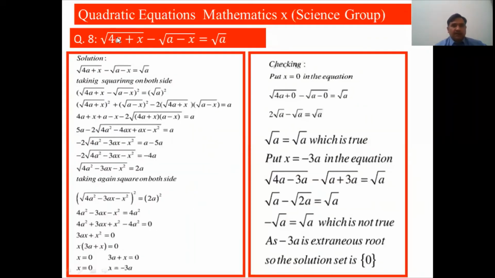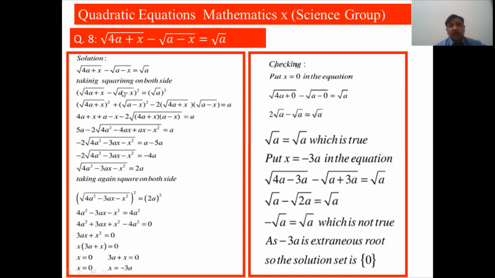Question number 8: square root of 4a plus x minus square root of a minus x is equal to square root of a. To remove the square root signs, or radical signs, we have to take square on both sides. So taking square on both sides, we have this type of expression.